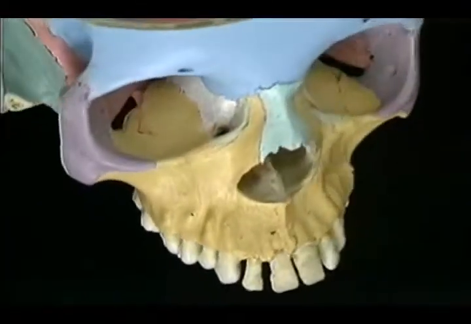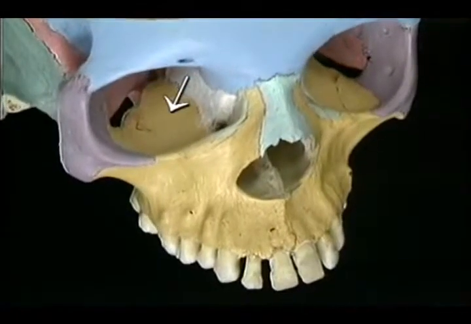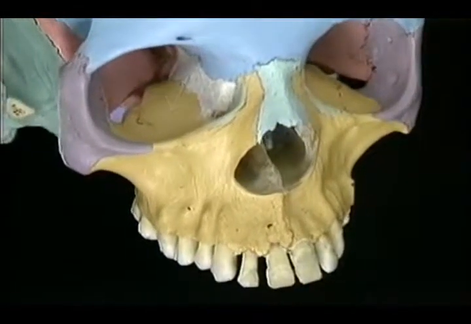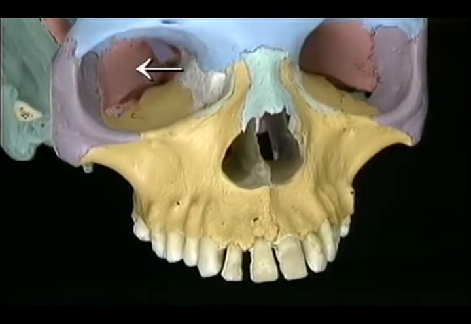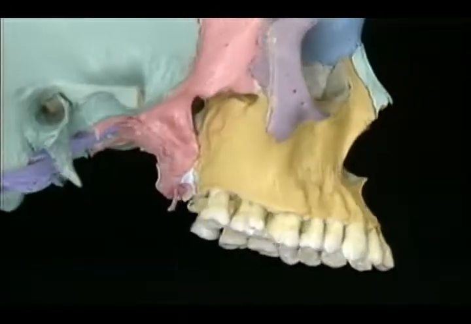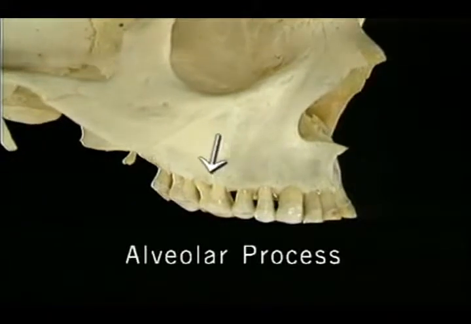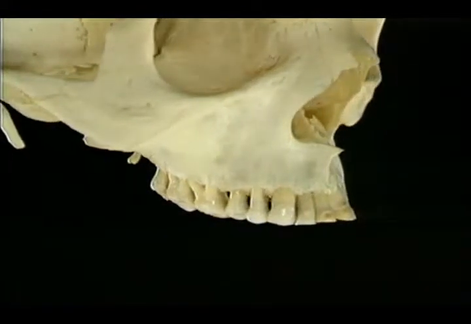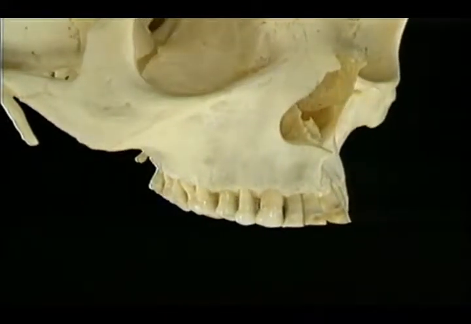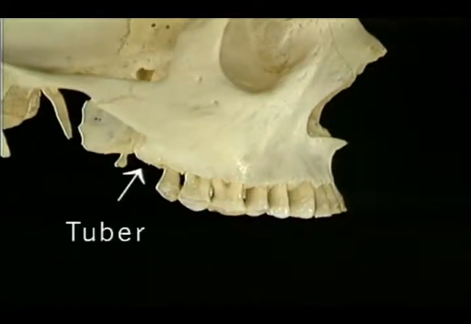The inferior orbital fissure, here it is from in front, separates the floor of the orbit, formed by the maxilla, from the lateral wall that's formed by the sphenoid. The part of the maxilla that bears the teeth is called the alveolar process. We'll look at the teeth later in this section. The alveolar process ends behind at the tuber.